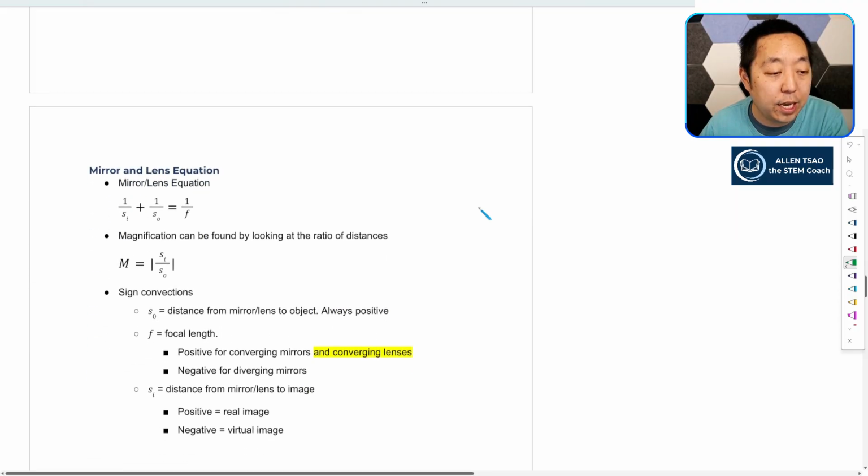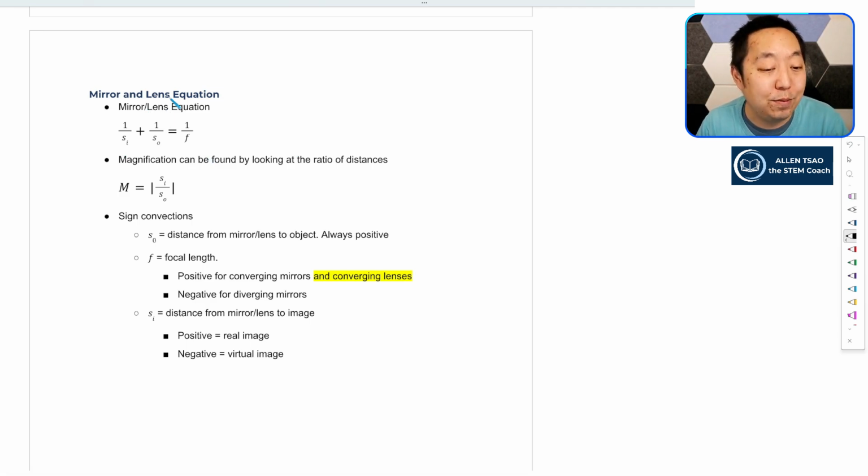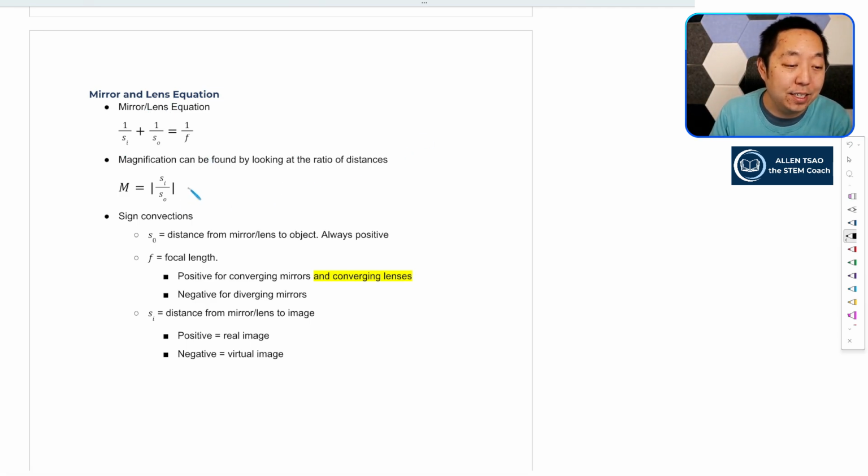Okay, so let's take a look at the mirror and lens equation. We can still use the exact same equation, which is nice. You don't have to memorize a bunch of equations. So what's the difference here? We still say the object distance is positive. Everything else is the same as we did with the mirrors. The only difference is that the focal length is positive for converging lenses as well. And positive will be a real image, negative will be a virtual image.